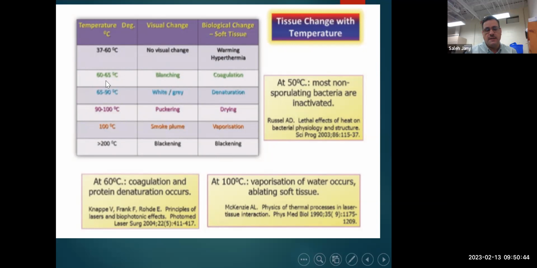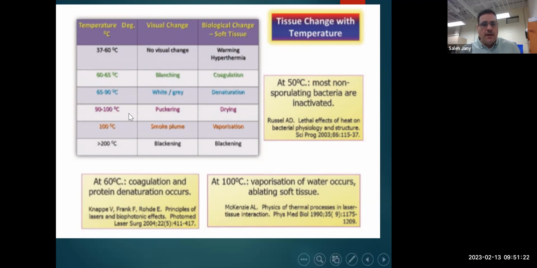Over 60 to 65, we will have coagulation of bleeding. If there's bleeding, we have coagulation, we have blanching. Over that, from 65 to 90, we have denaturation. You know what denaturation is? Denaturation is when the protein changes to a different nature. Imagine you're cooking an egg. The egg is liquid, that is protein. When you put it on the frying pan, it changes to solid. What happened is that the protein is denatured. That's denaturation of the protein.